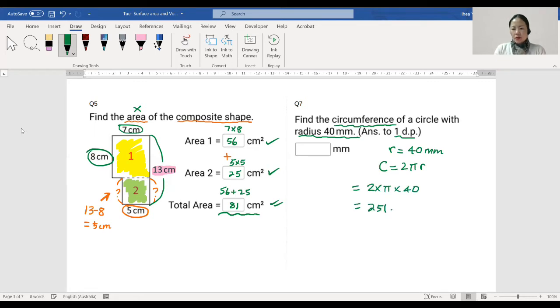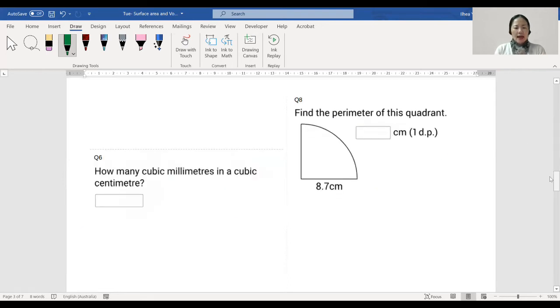251.327, but to 1 decimal place, it's 3. Excellent. Good job. And millimeters. Question 6. How many cubic millimeters in a cubic centimeter?